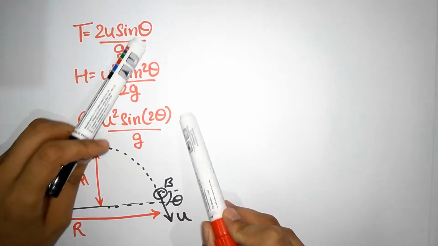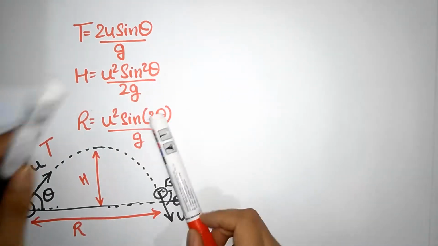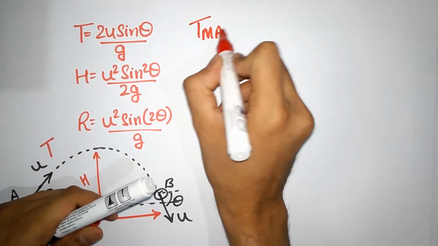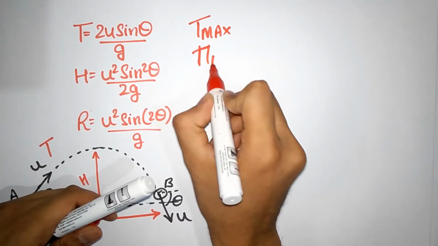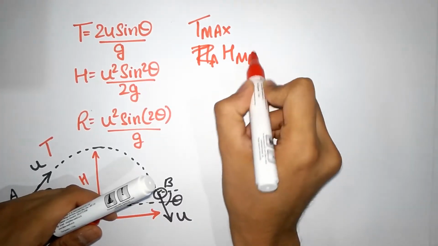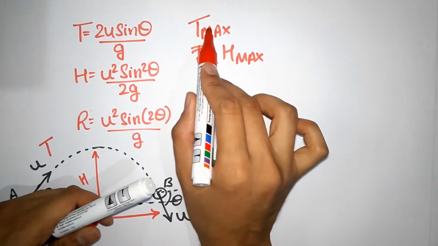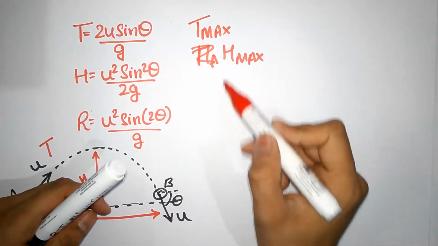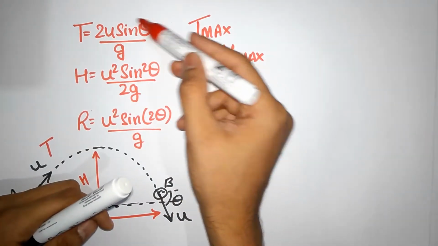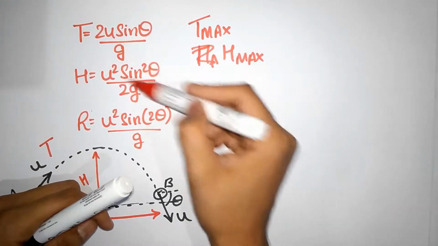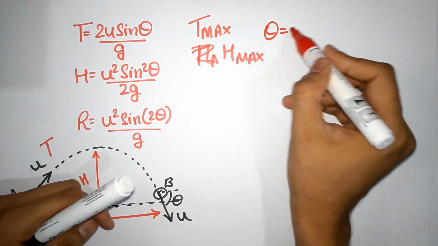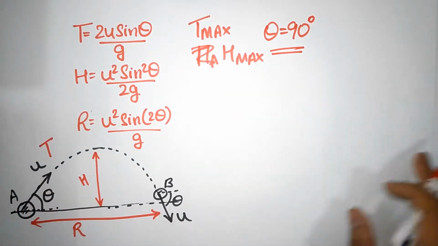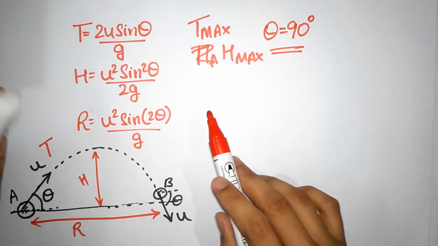But the most important thing is to understand the dependence on angle. Let's see. Say you want maximum time and maximum height. You want to make sure that the ball spends a lot of time in the air and reaches the maximum height. What do we need? Well, we want these sine terms to become 1, the maximum value. And that is only possible when theta is 90 degrees. Theta at 90 degrees is when you get maximum height and maximum time.